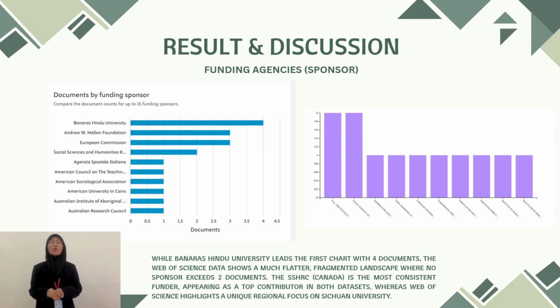In contrast, the Web of Science chart shows a much flatter distribution. The highest number of documents for any single sponsor is only 2, shared by the Sichuan University China Fund and the Social Science and Humanities Research Council of Canada, SSHRC, because the rest of the sponsors in the Web of Science chart only provide 1 document each. It indicates a more fragmented funding landscape where no single organization dominates the research.